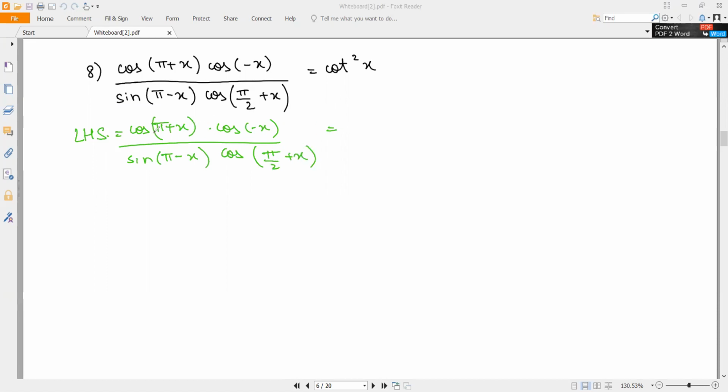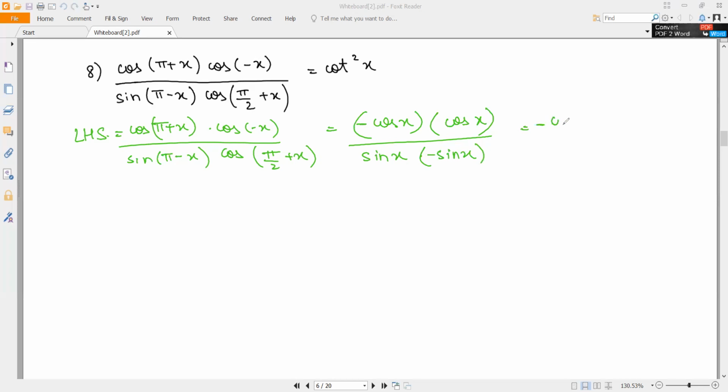Cos pi plus x. Pi plus x means this is the third quadrant. In the third quadrant, cos will be negative and you'll get minus cos x into cos of minus x. Cos of minus theta is equal to cos theta, means cos x, upon sine pi minus x. Pi minus x means second quadrant, sine is positive, it will give you sine x into cos pi by 2 plus x. Pi by 2 means cos will change into sine, and pi by 2 plus in the second quadrant, cos is negative. So it should give you minus sine x.